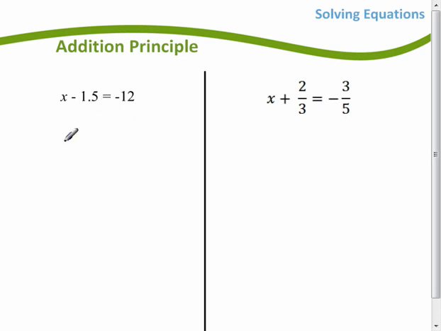This question here, I would add 1.5 to both sides. So I have negative 12 plus 1.5. Notice I skipped a step there, I just did it in my head. Negative 12 plus 1.5 would be negative 10.5.